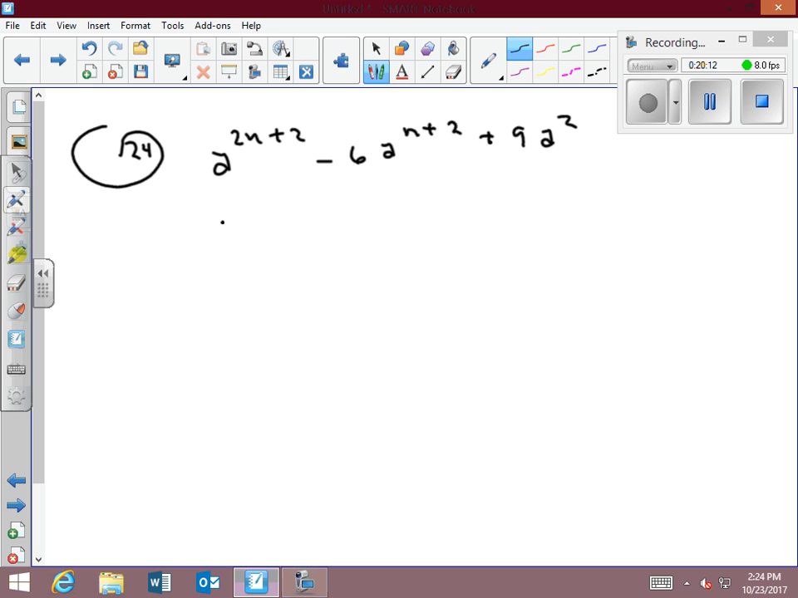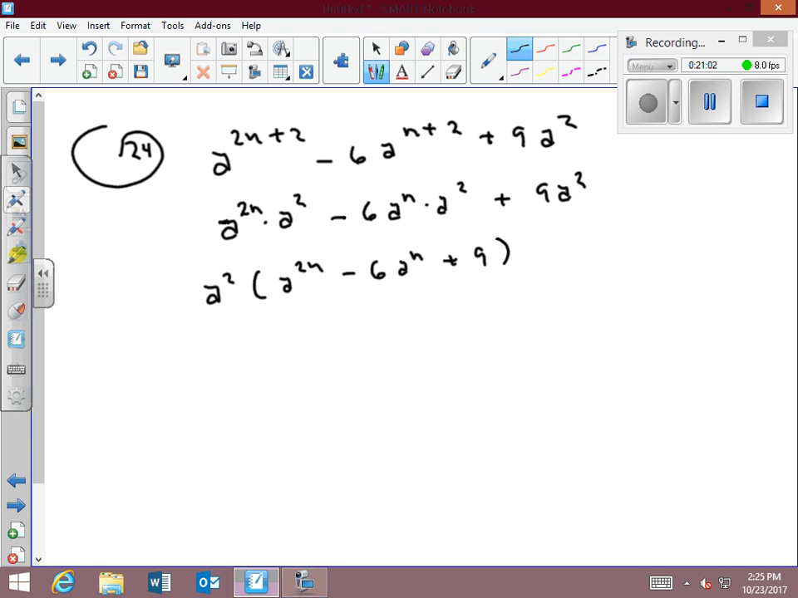If you remember, in that square box at the bottom, you can write that first term as a to the 2n times a squared, can you not? Then you can write that second term as 6 a to the n times a squared, right? Plus 9a squared. Now, is there a common factor? A squared is common, isn't it? A squared. This is a to the 2n minus 6 a to the n plus 9. So this a squared is completely factored.